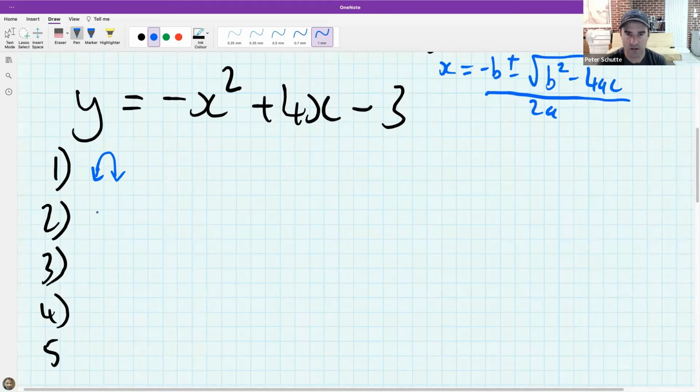The y-intercept, I think most of us can see. If you make x 0, you get the y-intercept. And so these get knocked out, and your y-intercept will be minus 3.